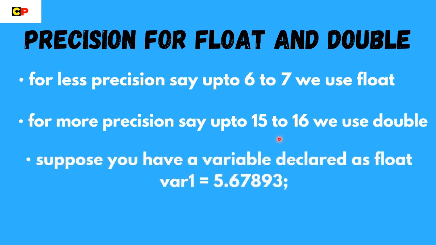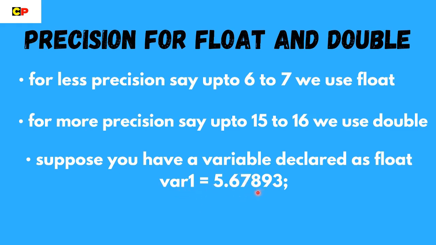So coming on to the next point, suppose you have a variable declared as float var1. So here we have a variable named var1, initialized with a value 5.67893. That means we have stored this fractional value in the variable named var1.